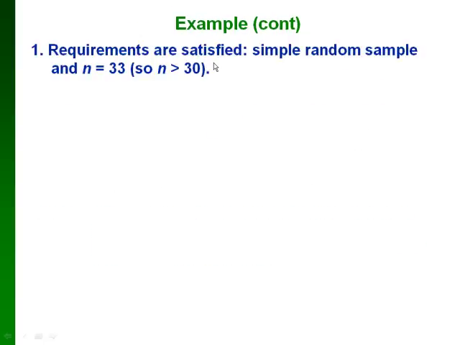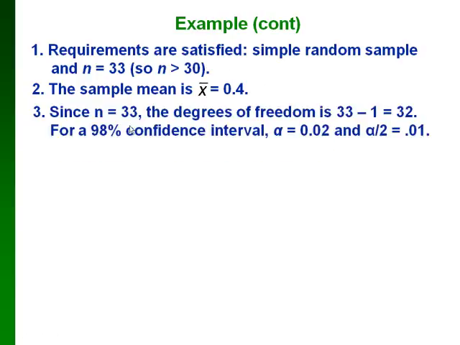So to construct our confidence interval, first we'd want to verify that our requirements are satisfied. We can assume that we have a simple random sample, and our sample size was 33, so it's bigger than 30. We had sample statistics given in the example, so our sample mean is 0.4. Now to find our critical value, our n is 33, so the degrees of freedom is going to be 32. And for a 98% confidence interval, our alpha would be 0.02, and alpha over 2 is 0.01.